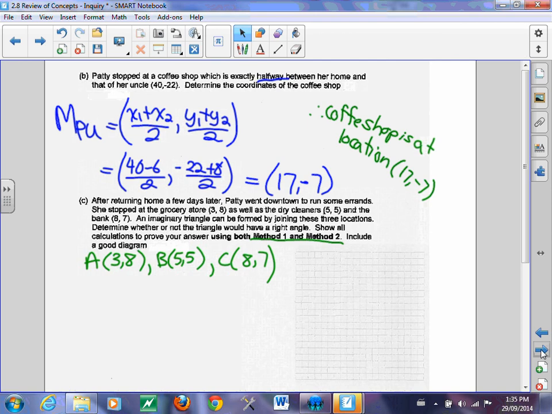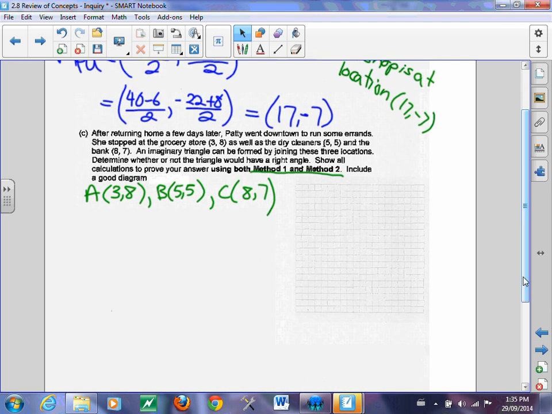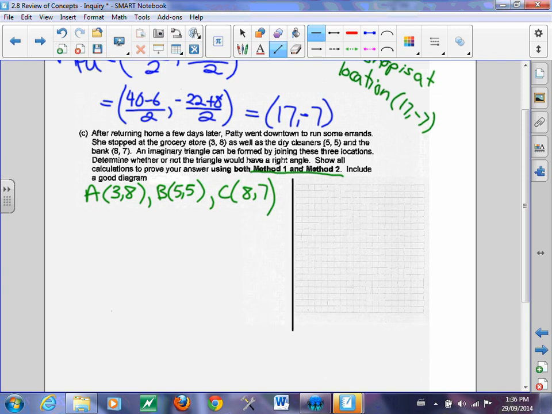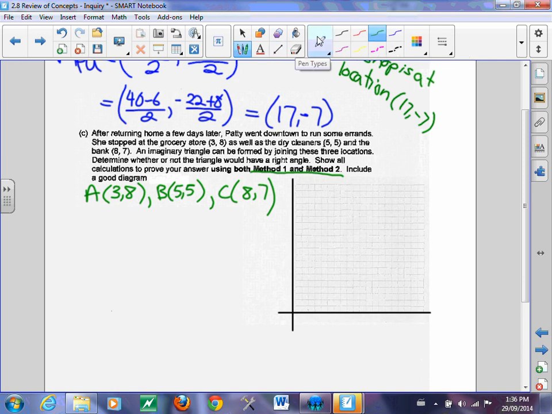So first of all, let's include a good diagram, ladies and gentlemen. I will just draw some lines here and we'll get things set up. We have no negatives, right? So we don't have to worry about that. Okay, all right, so let's take a look at my ordered pairs. The first one is 3 and 8: 1, 2, 3, and 1, 2, 3, 4, 5, 6, 7, 8. So there's 3 and 8, which is A.